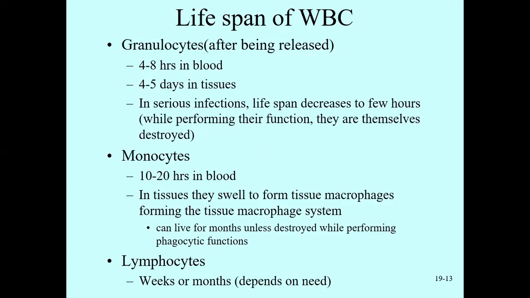Lifespan of WBC: first, the granulocytes. We discussed earlier that the neutrophil, the basophil, and the mast cell are called granulocytes. Their lifespan in the blood is 48 hours, but they can remain alive for 5 days in the tissues. In serious infection, the lifespan decreases to 2 hours, while performing their function they are themselves destroyed. Monocytes stay 10 to 20 hours in the blood.